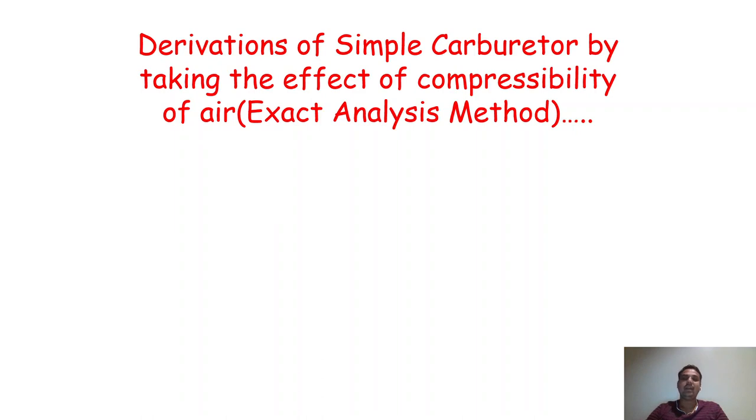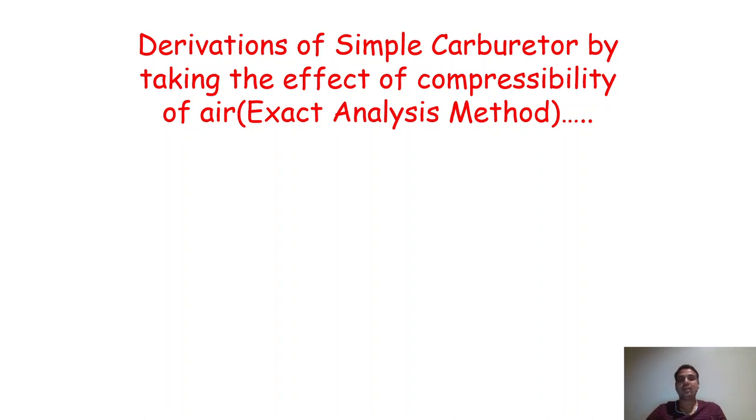Dear friend, in the last video, we already discussed one very important derivation of a simple carburetor by neglecting the effect of compressibility of air. That derivation is also called the approximate analysis method of carburetor. So, in this video, we are going to discuss another very important derivation of simple carburetor by considering the effect of compressibility of air. This derivation is also called an exact analysis method of a carburetor.